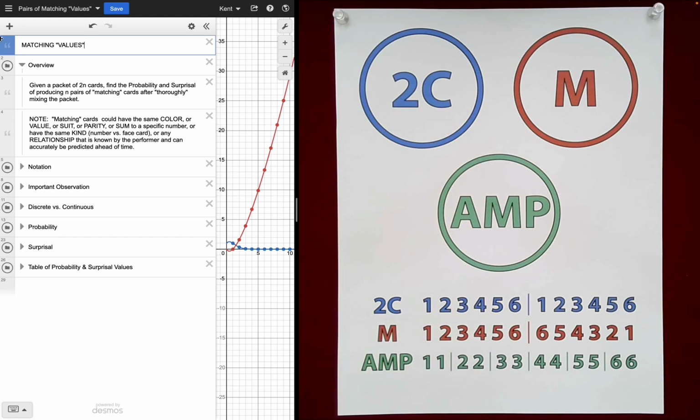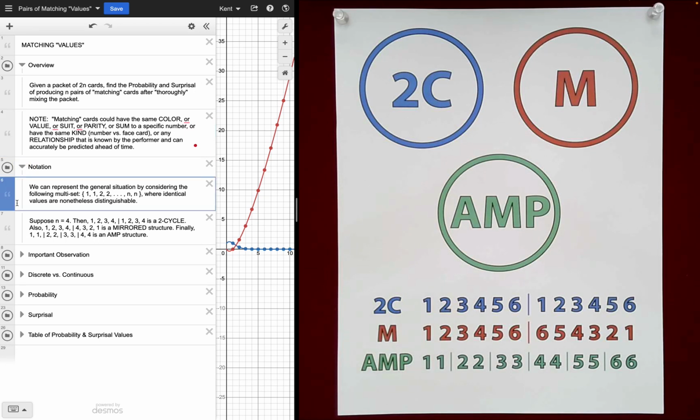And then I have a note here. Matching cards could have the same color, or value, or suit, or parity. They could both be even-valued cards or odd-valued cards. They could add up to the same number. I could have had all of them add up to 17 or something. Or they could be of the same kind relative to a number card versus a face card. Or, in fact, any relationship that is known by the performer and can accurately be predicted ahead of time.